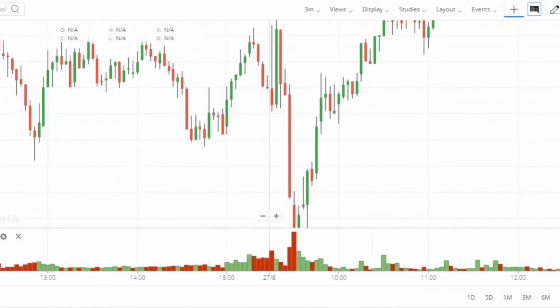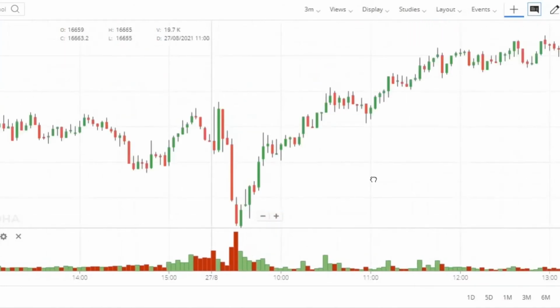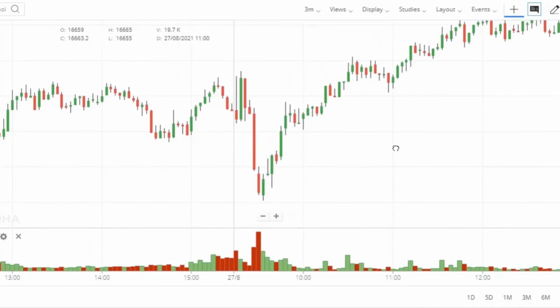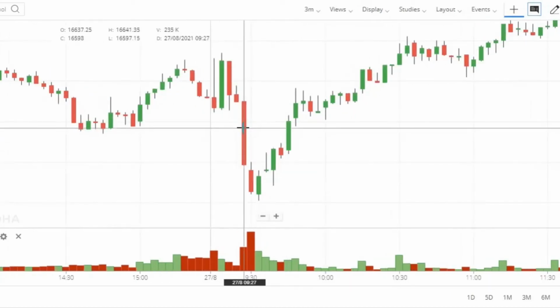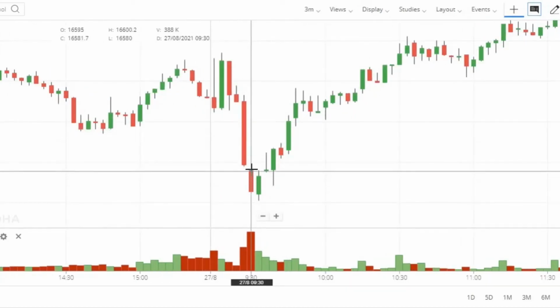Anyway, no worries. Here we have it. Here again we have a buying side. So this was Nifty. This was this volume, huge volume candle. In fact, it was not the huge candle we are talking about. This was the candle we were talking about.